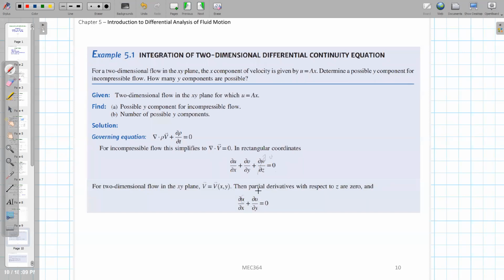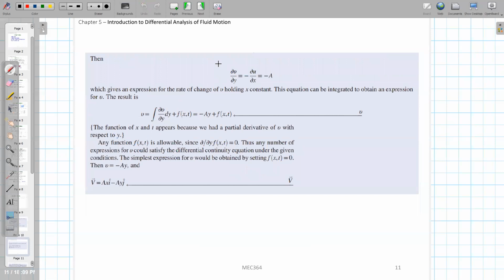So it's just trying to solve this differential equation. You substitute u equal to Ax into here. If u equals Ax, partial u partial x is just equal to A, so this term becomes A, giving us that partial v partial y equals minus A. If we want to find v, we just need to integrate the left side on y, and the right side also on y, to find what this v value will be. So we need to integrate partial v partial y with respect to dy.